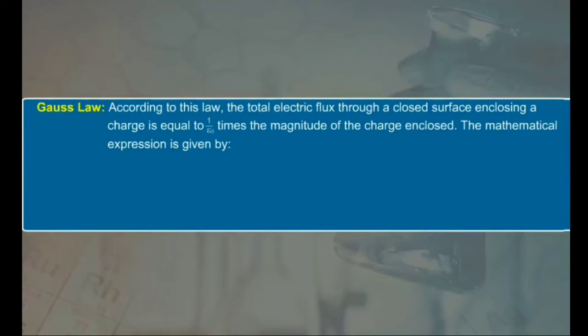Coming to Gauss law, my dear children. According to this law, the total electric flux through a closed surface enclosing the charge is equal to 1 by epsilon naught times the magnitude of the charge enclosed. The mathematical expression is given by phi is equal to the integral of E dot ds, or phi is equal to Q by epsilon naught, where phi is the electric flux, Q is the charge, epsilon naught is absolute permittivity.